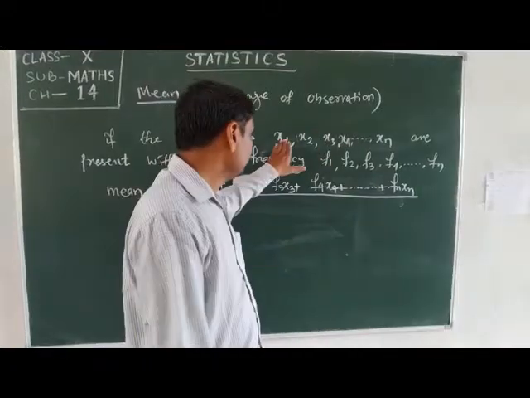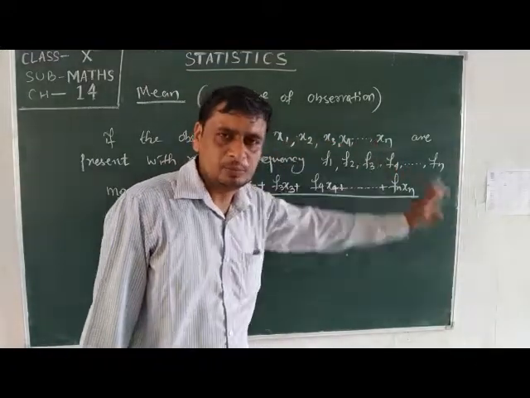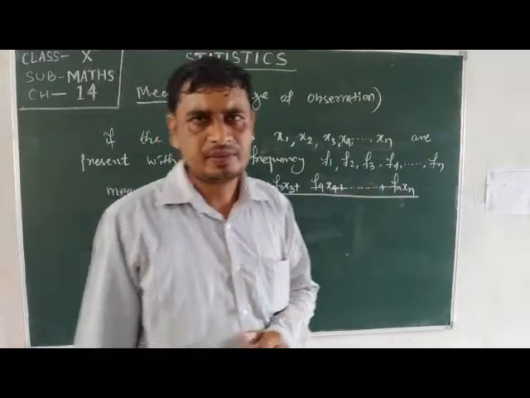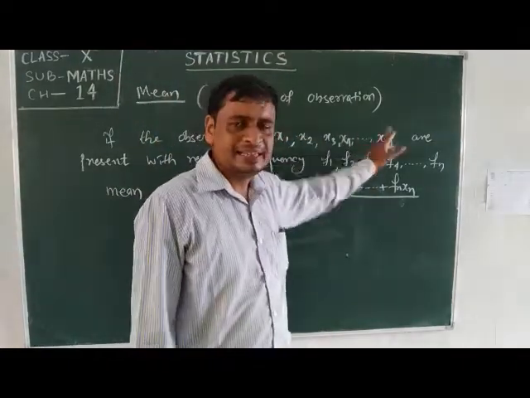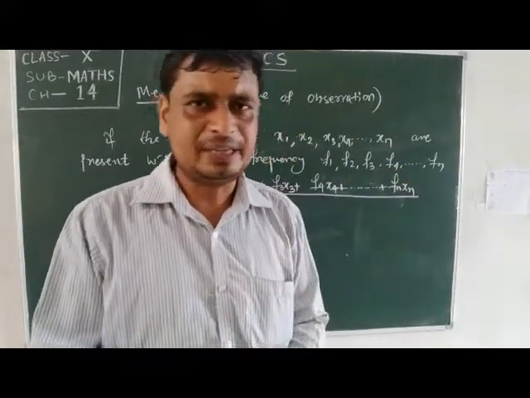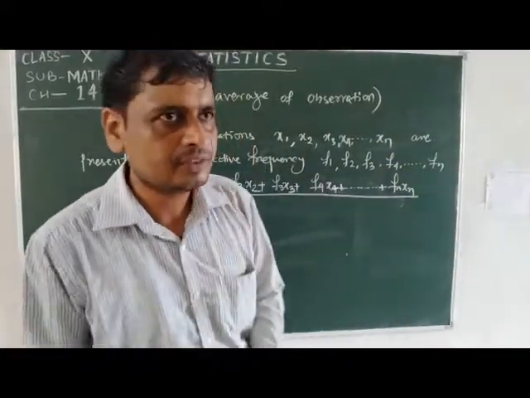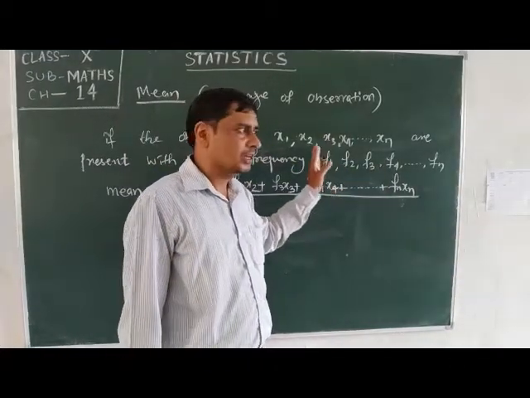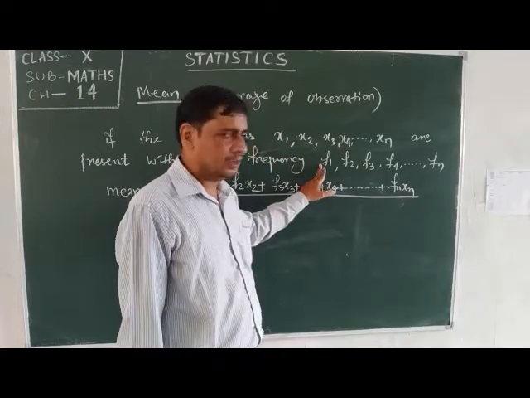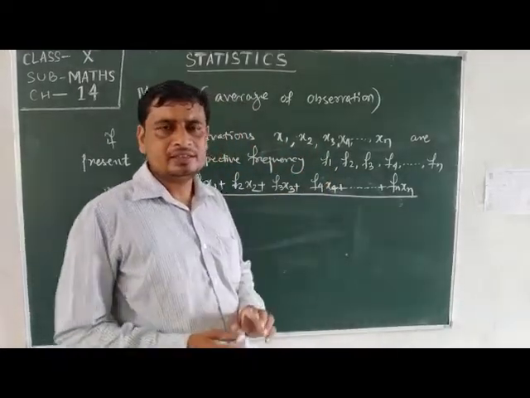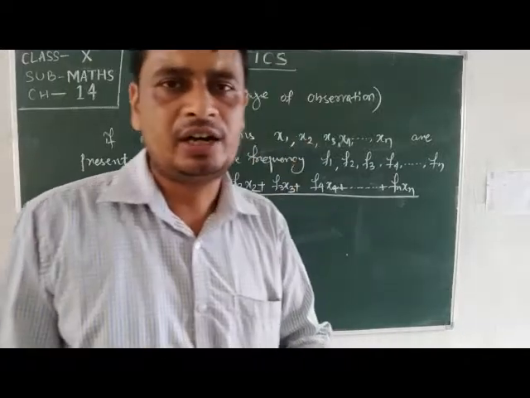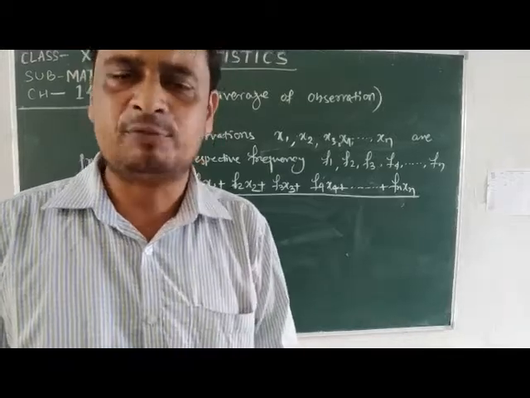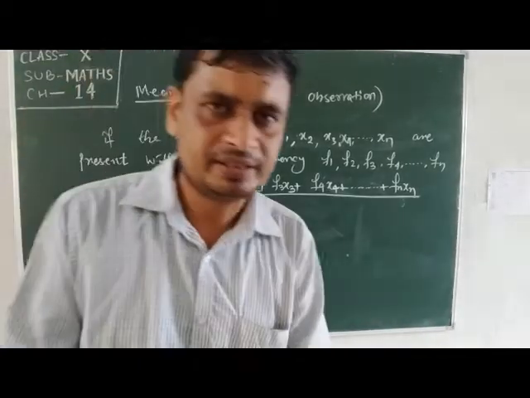It is not clear, because only x1, x2, x3, x4 up to xn are mentioned, each only once. They present n different observations, but we don't know how many numbers there are. For x1, it is f1. f1 doesn't denote a single number, but the total number of x1s that are present. It is only mentioned f1, so the number is not clear.